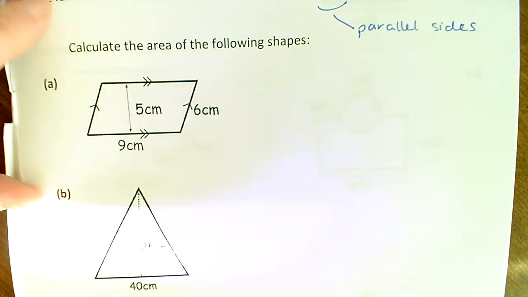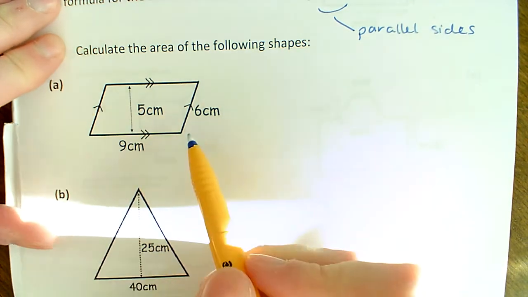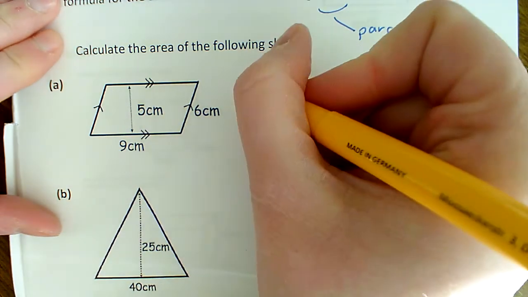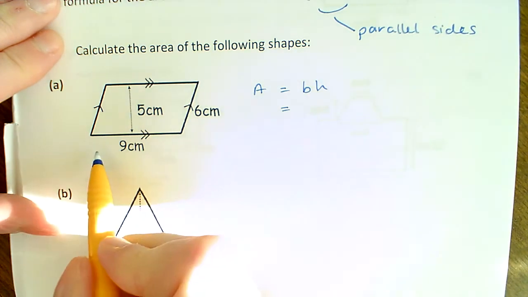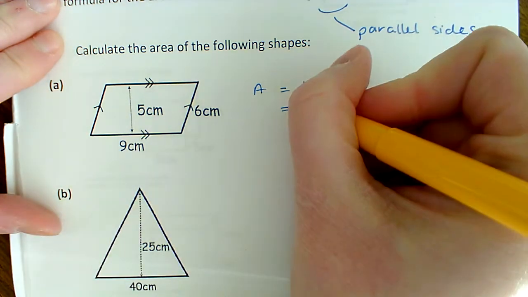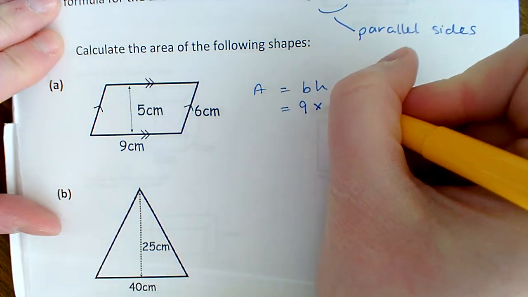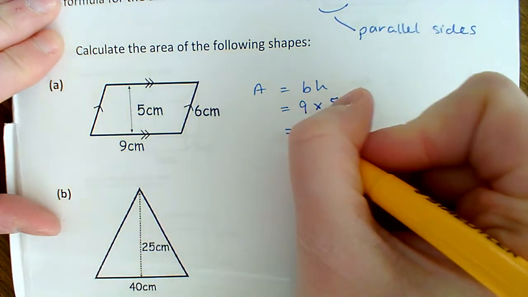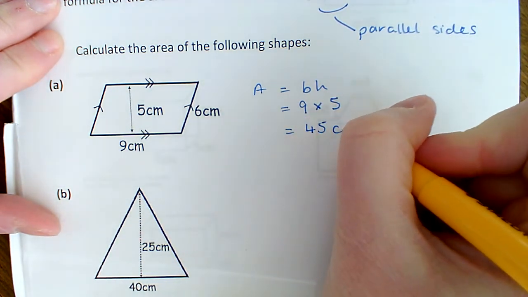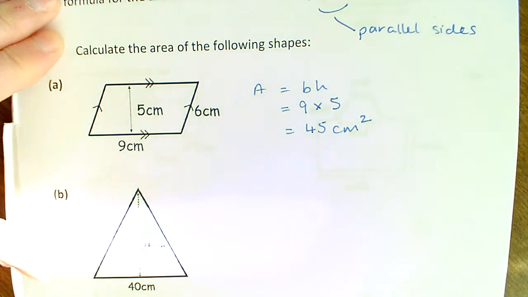So we'll go through a few of these. Our first shape here now, we've got a parallelogram, so finding the area. It's the base by the height, so the base is 9 centimetres, the height is 5, and the 6 is just thrown in there just to confuse you. So we'll get 45 and our units are centimetres squared.